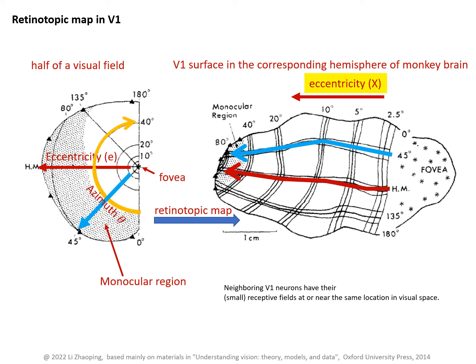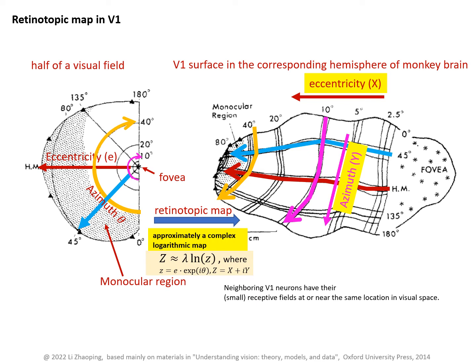This azimuth curve at 40 degrees eccentricity is mapped onto this curve on the cortical surface, but this azimuth curve at 10 degrees eccentricity is mapped onto this curve on the cortical surface. So azimuth is mapped along this direction, y, on the cortical surface. Therefore, sometimes the retinotopic mapping is called complex logarithmic mapping.